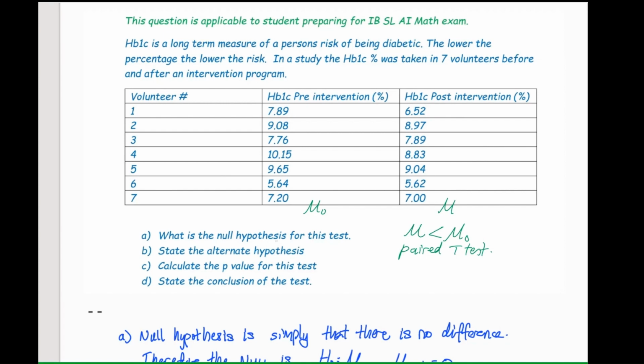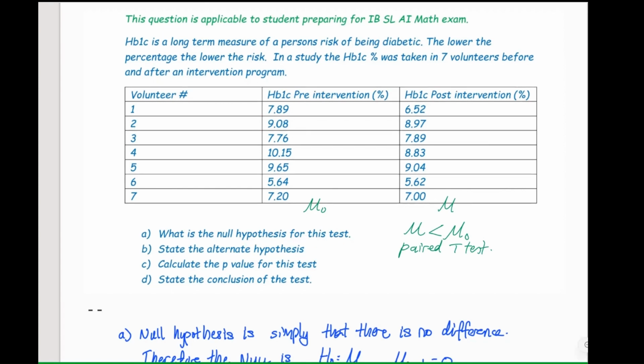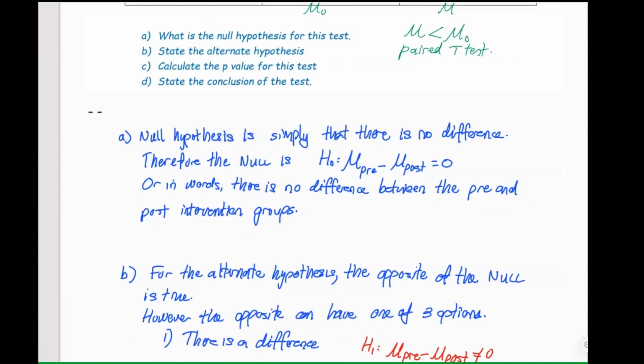What is the null hypothesis for this test? The null hypothesis is simply that there is no difference. Or H null is the way you write it. H null is pre-intervention minus post-intervention. Or we can say H null, or in words, we can put it as there is no difference between the pre and post-intervention groups.